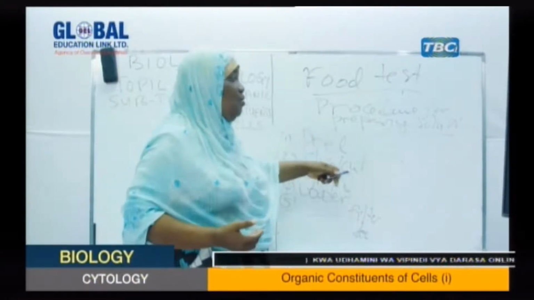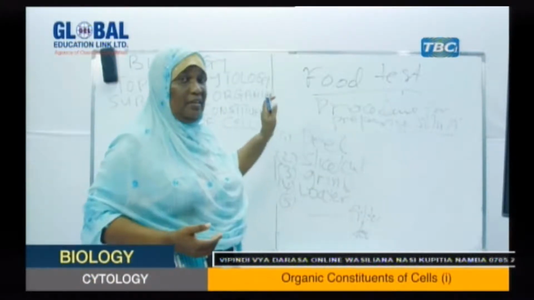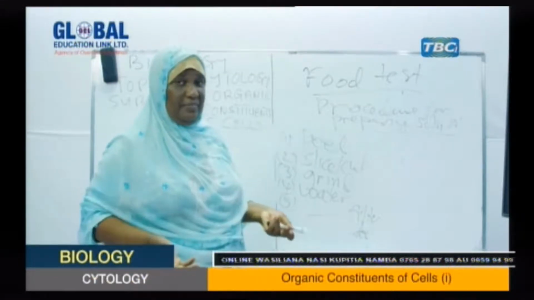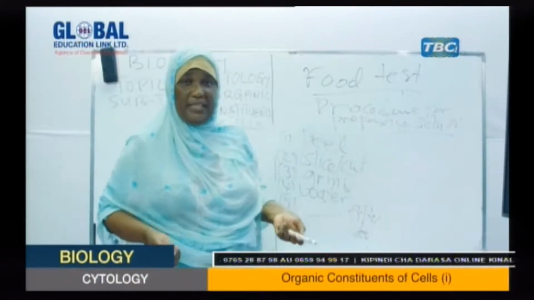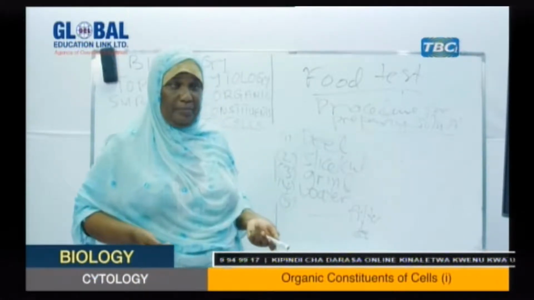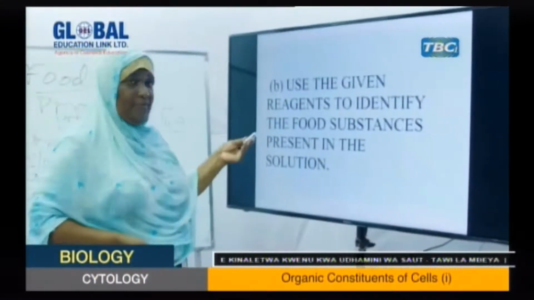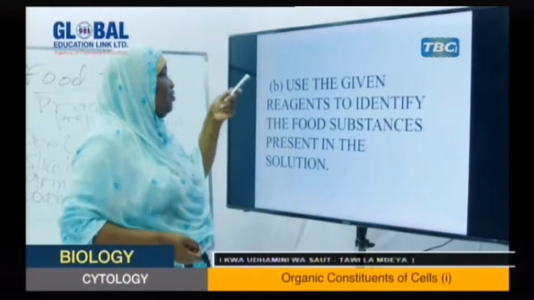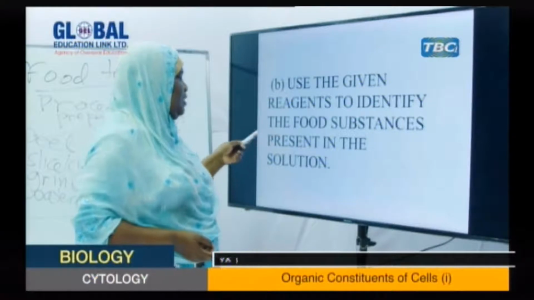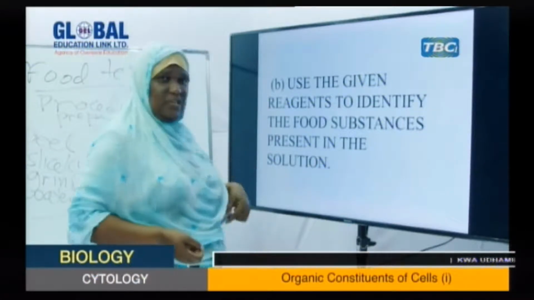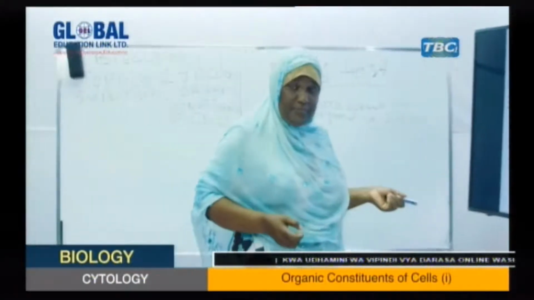Then, let's say you are through with writing your report. You have already labeled your solution. Then what next? Obviously, you are required to go to part B of the question. Part B says: use the given reagents to identify the food substances present in the solution. That is our Part B.